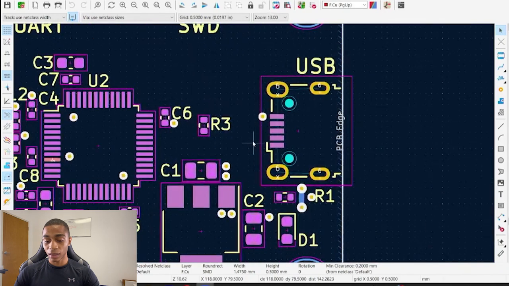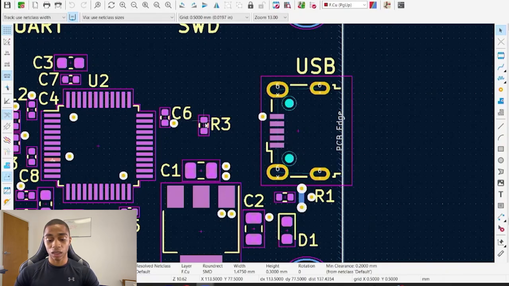So after that, we went ahead and we placed our USB, our universal serial bus. And as you can see, our USB is placed near the end of the board. We're going to want to plug this in for our V-bus power, our 5 volts. We want to make sure this is easily accessible for the user. So that's why we have our USB on the edge of our board.